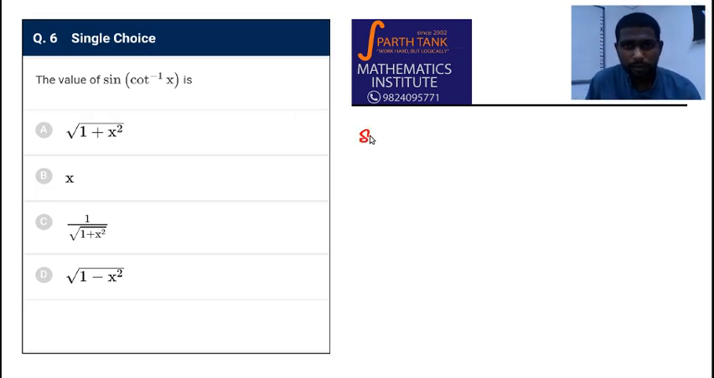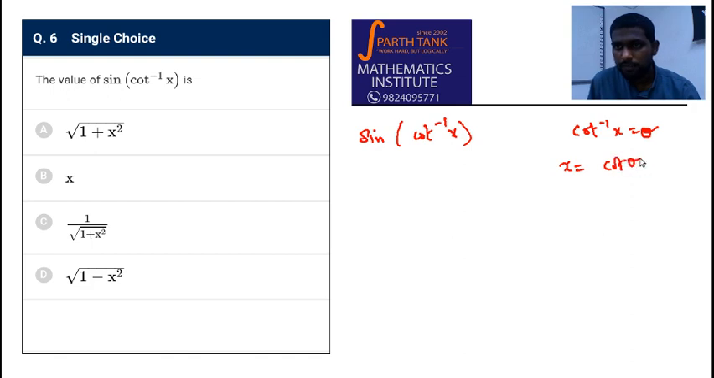The value of sin(cot⁻¹ x) is how much? Right? Now, if cot⁻¹ x is theta, that is x = cot theta, then we can complete the triangle, you know the usual procedure. Cot theta is adjacent by opposite, right? So the hypotenuse is √(x² + 1). So sin theta would be opposite by hypotenuse, which is 1 by root of x² + 1.